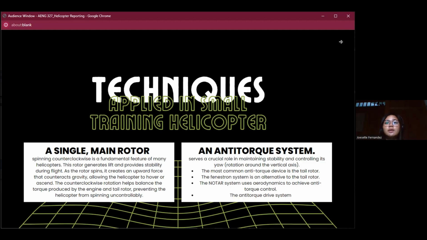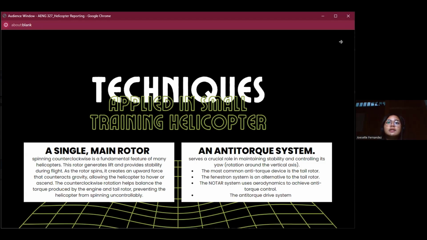As a helicopter rotor rotates, it creates lift by pushing air downward. This upward force counteracts gravity, allowing the helicopter to ascend. The lift generated by the rotor is proportional to the angle of attack, the angle at which the blade meets the oncoming air, and the rotor's rotational speed.